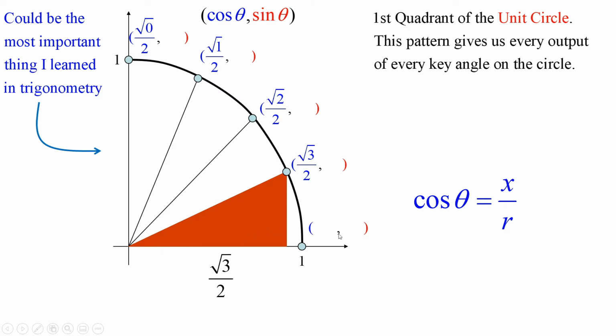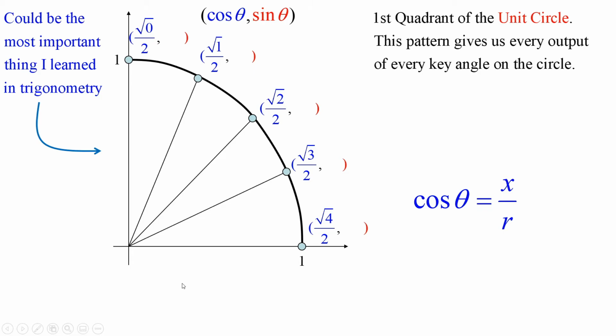Now one more, and you guys tell me. Root 0 over 2, root 1 over 2, root 2 over 2, root 3 over 2. Guess what? Root 4 over 2, which is 1. That's because we have another degenerate right triangle. This is a triangle with a base but no height. This base has a length, on the unit circle, of 1 unit, and the square root of 4 over 2 equals 1. But we write these this way so we can see the pattern.